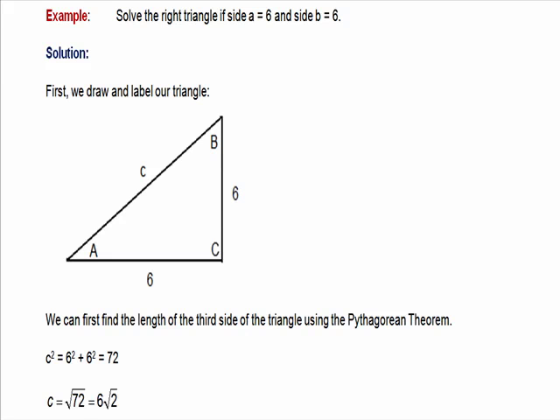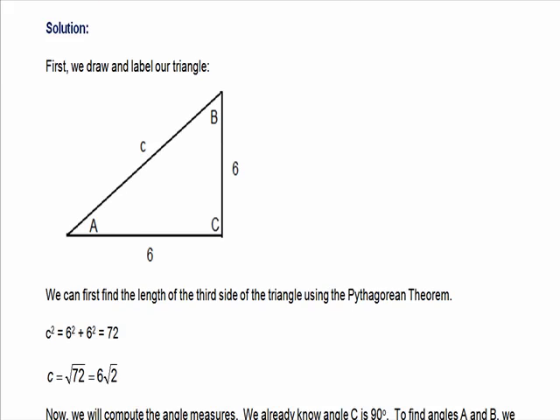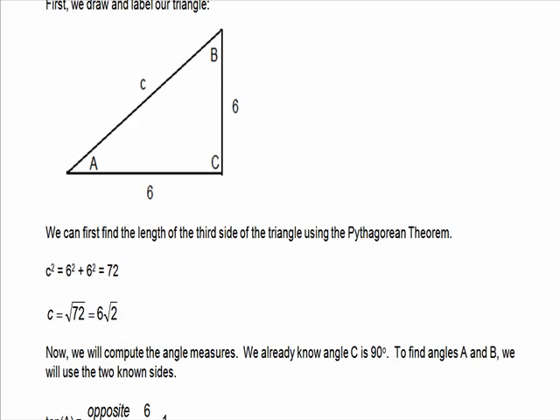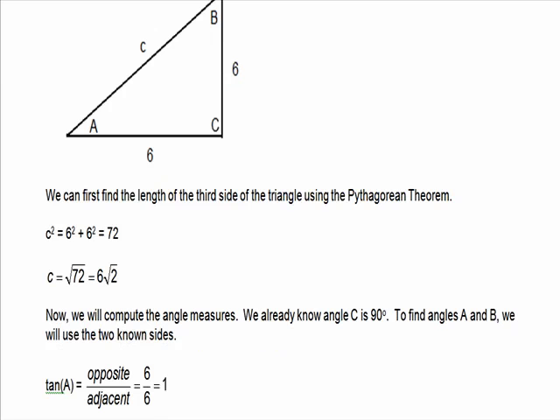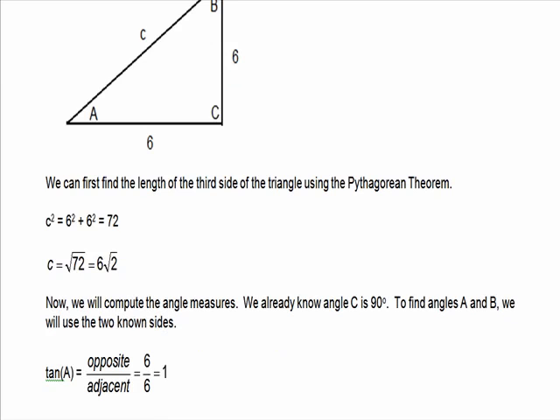So since I know two sides, I could actually find the length of the third side using the Pythagorean theorem. So c squared equals 6 squared plus 6 squared equals 72. So c is the square root of 72, which gives me 6 root 2. So now I know the length of the side. Now I need the angles. We already know that angle C is 90 degrees.